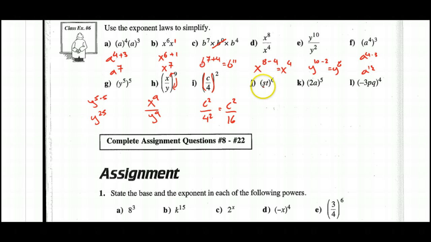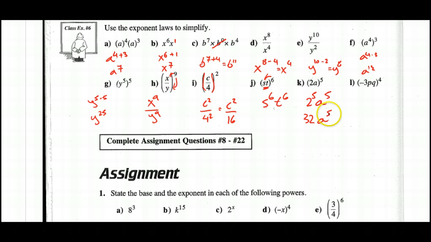Okay, I have a product inside the brackets, so that 6 gets applied to everything inside, so it's s to the 6, t to the 6. Here I have 2 to the power of 5, a to the power of 5, and 2 to the power of 5 is 32, I hope.